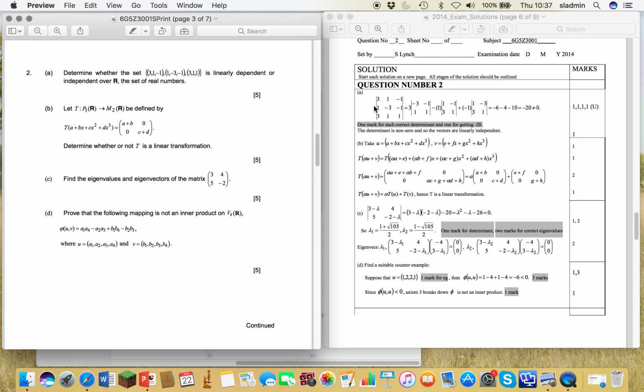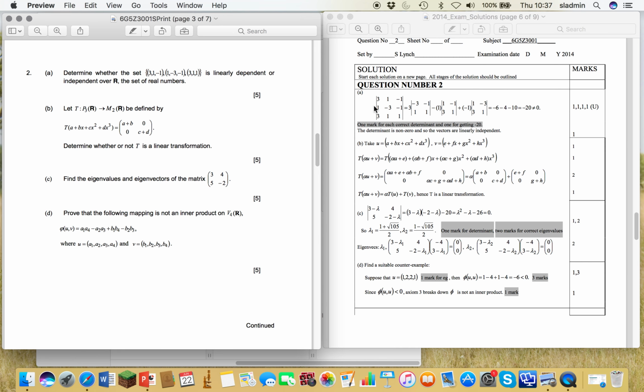For 2 part A, you want to prove whether these 3 vectors are linearly dependent or independent. Part B is a linear transformation question. For part C, you want to find the eigenvalues and eigenvectors of a 2 by 2 matrix. And part D, you want to prove that this mapping is not an inner product on V4R.